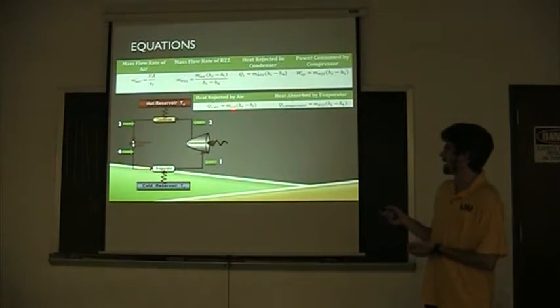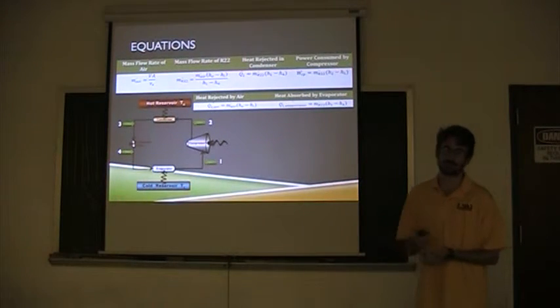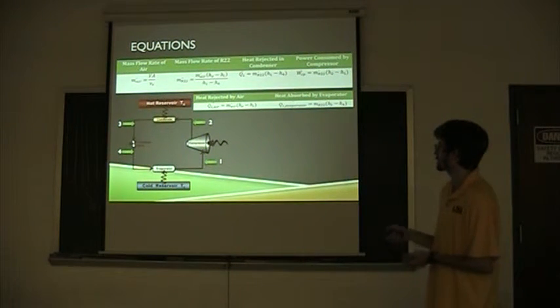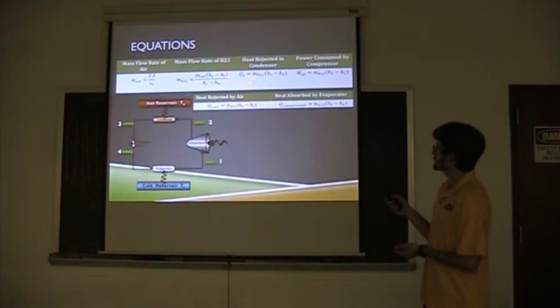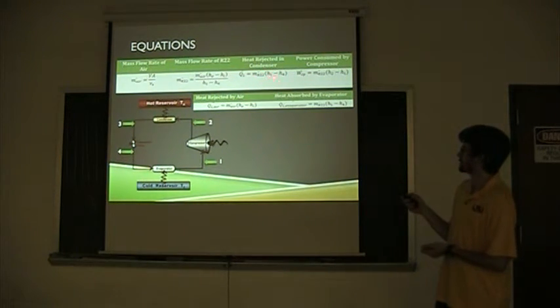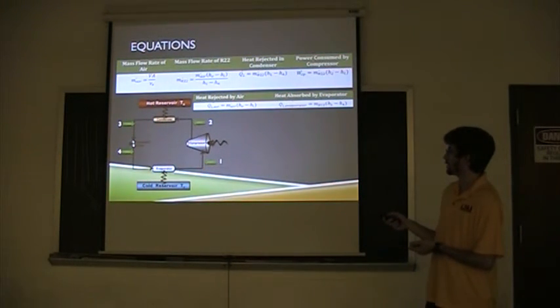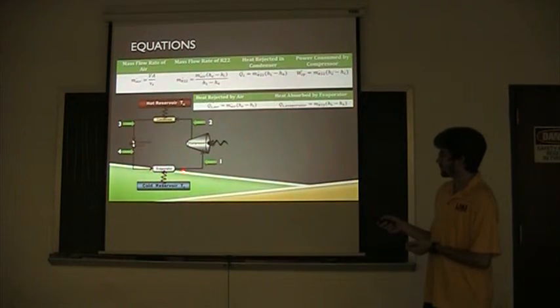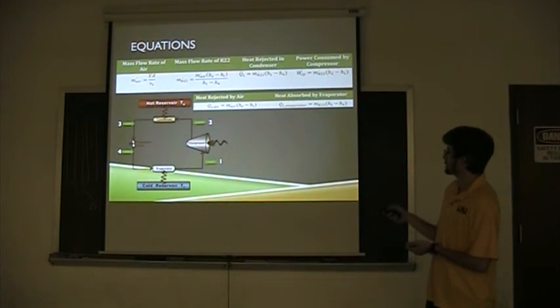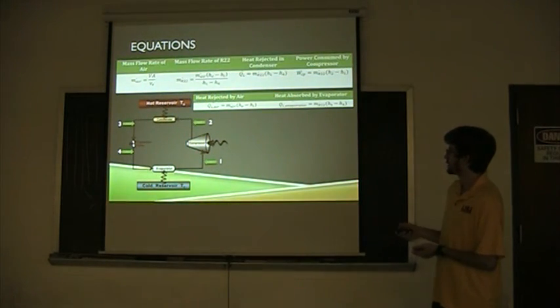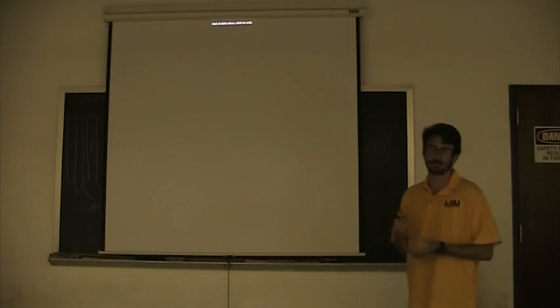And the mass flow rate of air I found using this equation, which is the velocity of the air coming out of the duct times the cross-sectional area divided by the specific volume of the air coming out of the duct. Everything else, for heat rejected, this H1 is the enthalpy coming into the evaporator, and this H4 is the enthalpy going out of it. H2 in the power consumption is the enthalpy coming into the compressor, and H1 is the enthalpy coming out of it. That's it. Any questions?